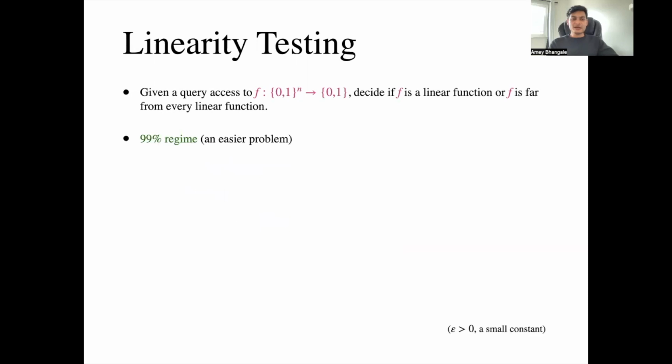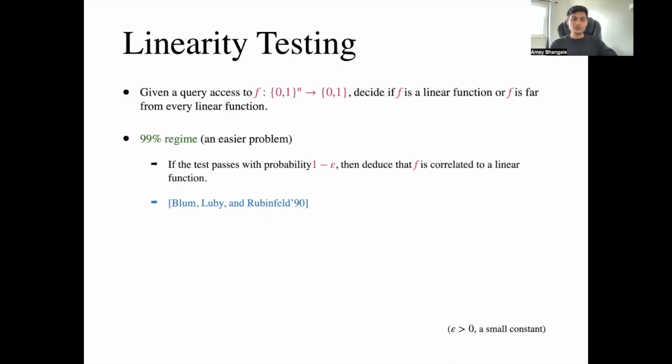And we can understand the test in two regimes of parameters. One is the 99% regime, which is an easier problem. Here we want to understand: if the test passes with probability almost 1, say 99%, can we deduce that f is correlated to a linear function? This was answered by Blum, Luby, and Rubinfeld in the 90s, where they show that if the test passes with probability 1 minus epsilon, then f is indeed correlated to a linear function.